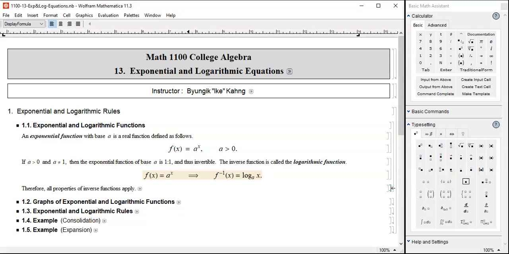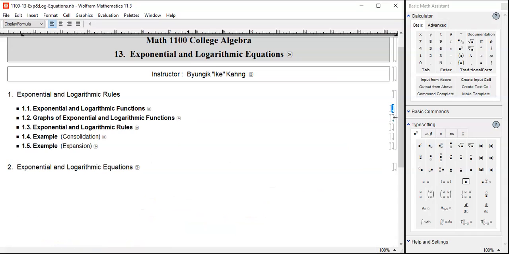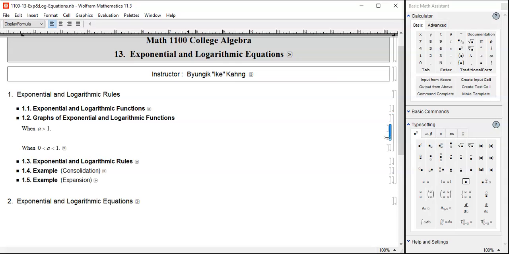And therefore, all the properties of inverse functions apply. The domain of the inverse function is the same as the range of the original function, and the range of the inverse function is the same as the domain of the original function. Original and inverse functions cancel each other out whenever they come one after another. Here are a couple of applications of those cancellations. And then here are the graphs.